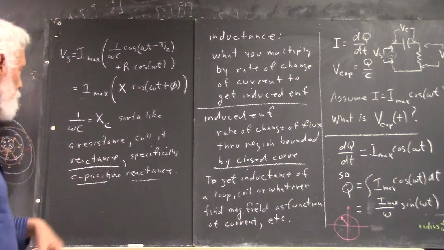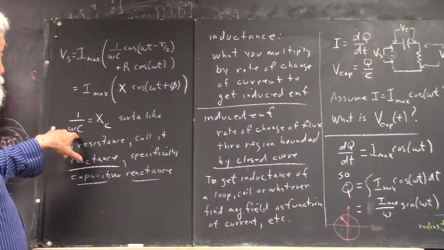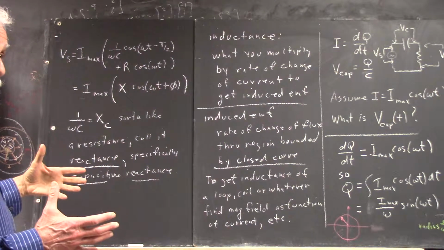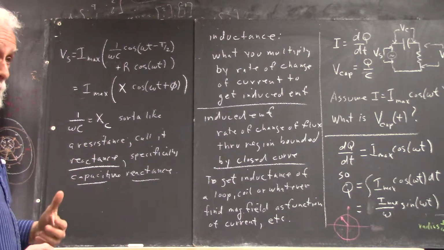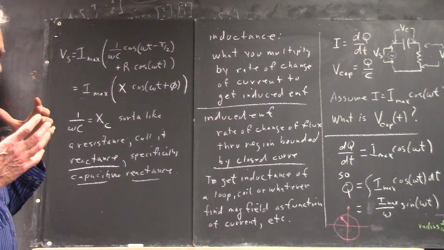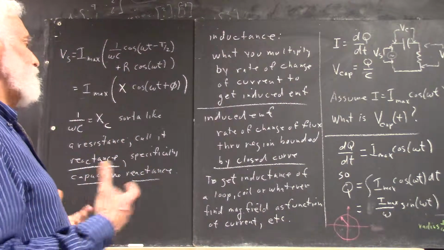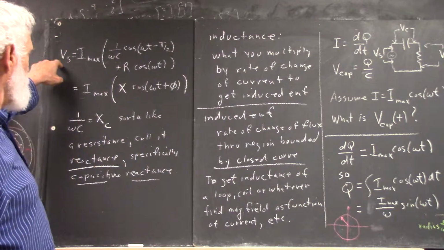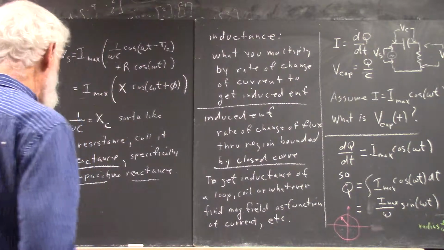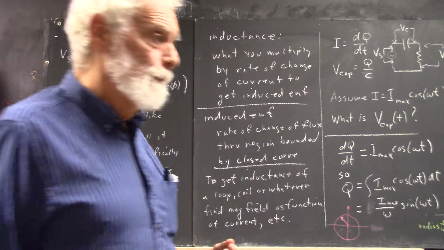So this is capacitive reactance. When omega C is big, you're not having much effect. The capacitor's not having much effect in the circuit. When omega C is small, it's having a big effect. So that's reactance. In other words, when omega C is big, you're not interfering much with what this voltage does across the resistor. Okay, well, now there's another thing, and that is when you have an inductor.